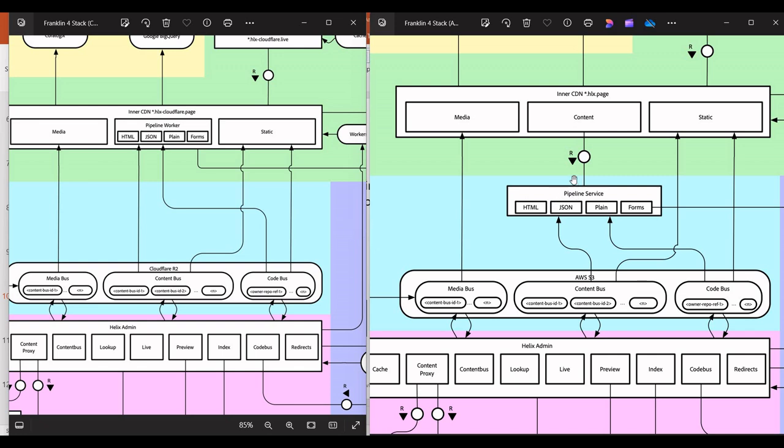So just to remember, if it is asked in an interview, in the Cloudflare version, the pipeline services are merged with the inner CDN.